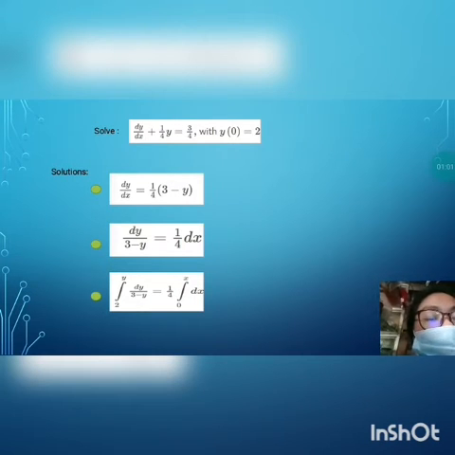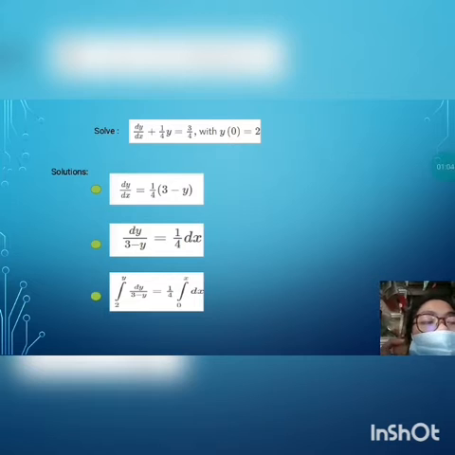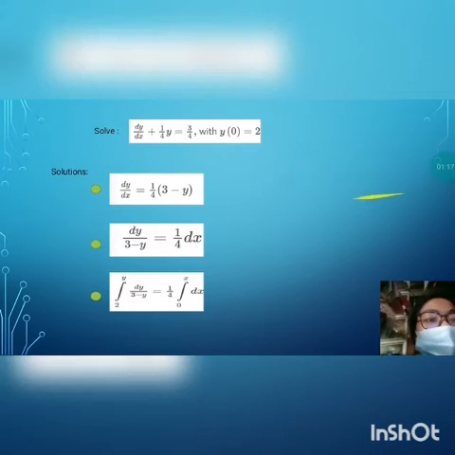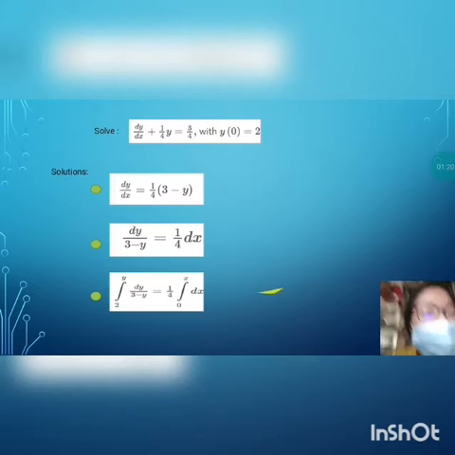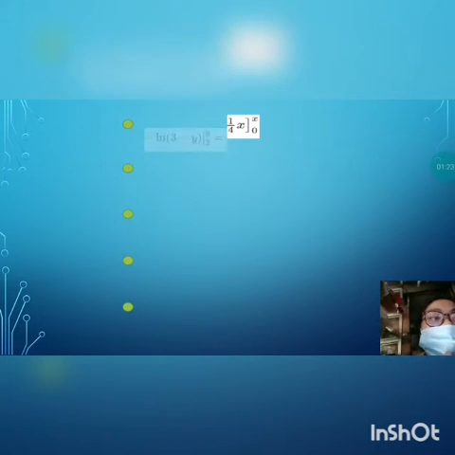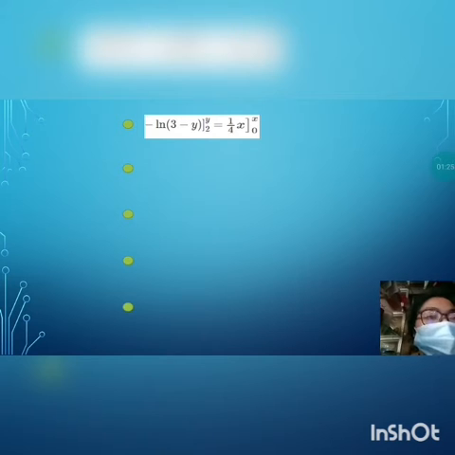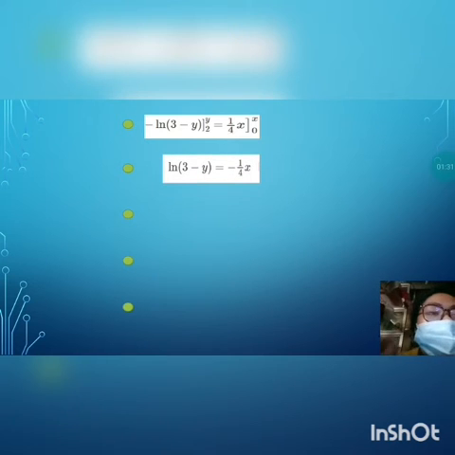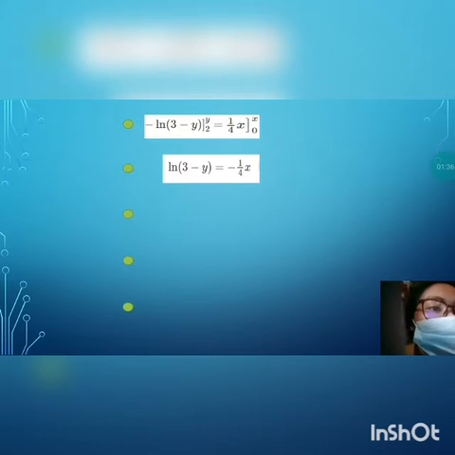So integration from 2 to y of dy over 3 minus y equals 1/4 integration from 0 to x of dx. So after integrating, the answer is negative ln of 3 minus y from 2 to y equals 1/4 x from 0 to x. So as you can see, ln of 3 minus y equals negative 1/4 x. The answer here is like this because we multiply it by negative 1.